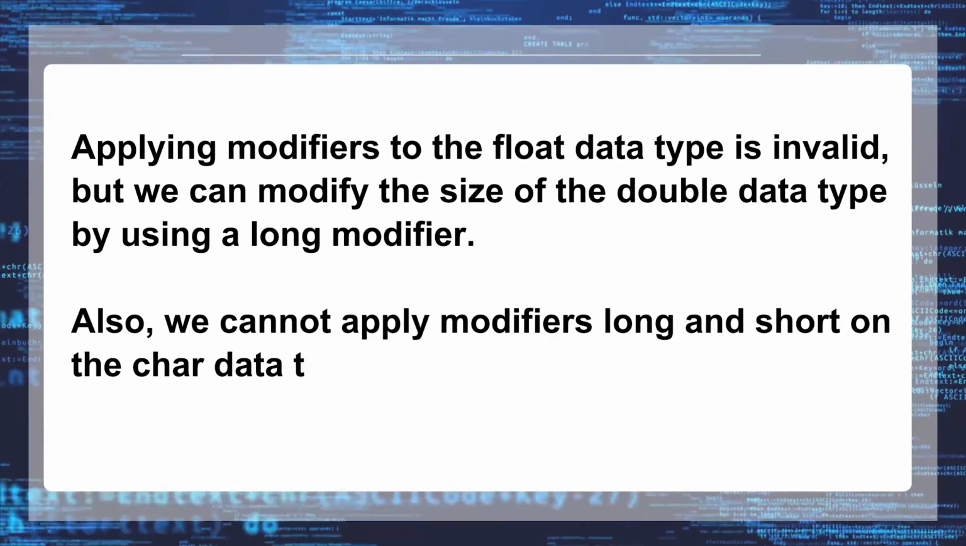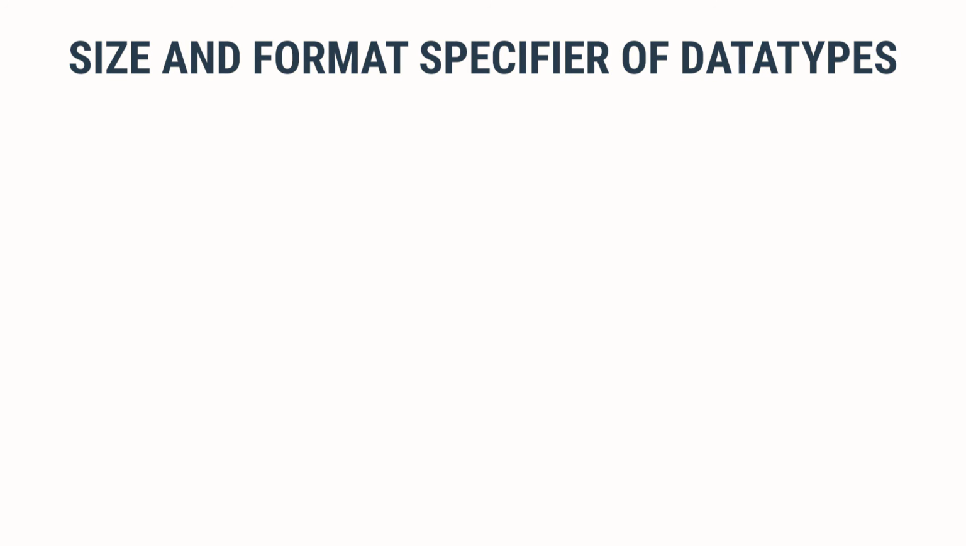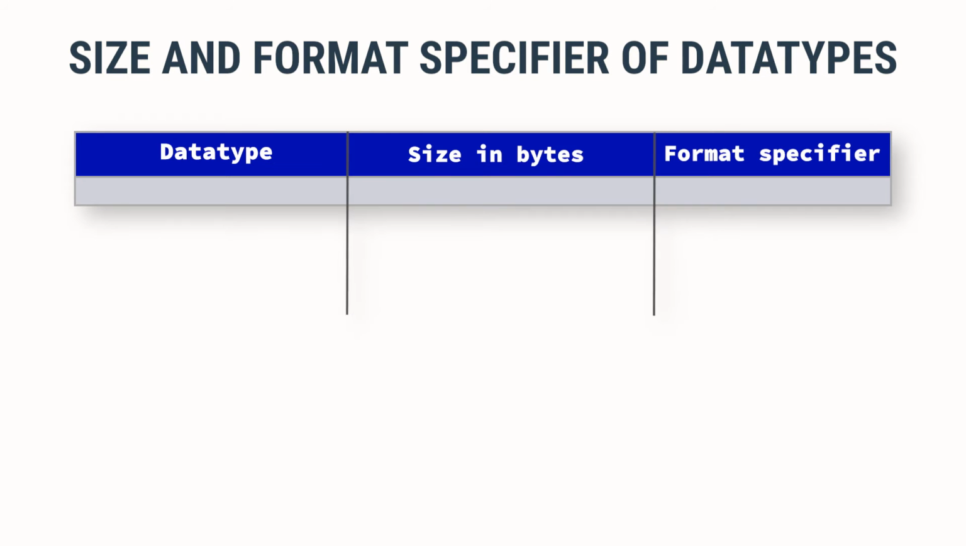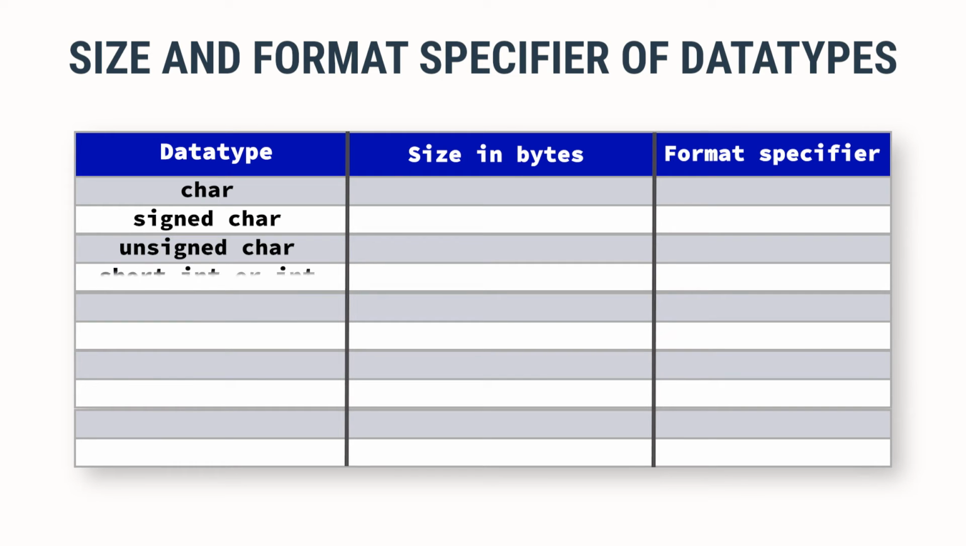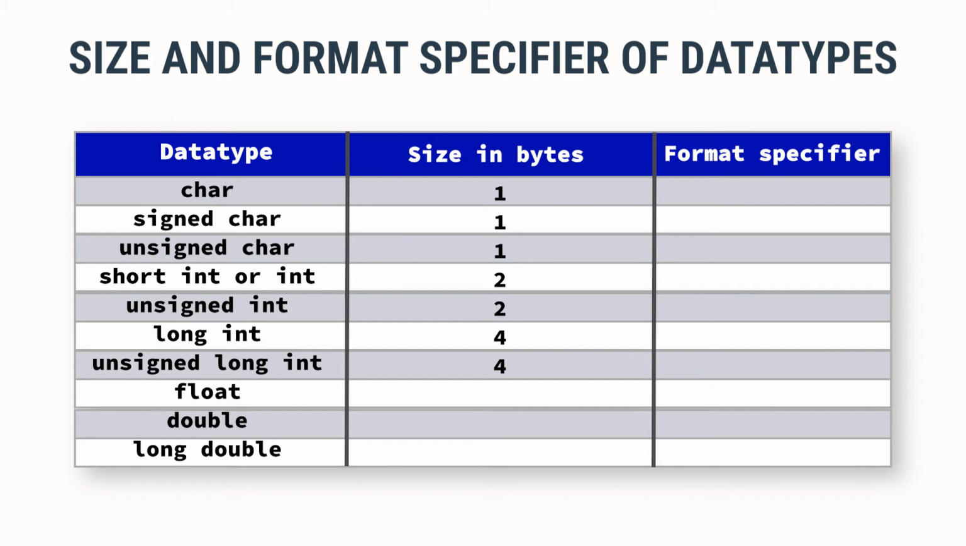Now, let's look at the table of the range of data types and their format specifiers. You might want to take a screenshot for future reference. Okay, let's get started with char. For the data type char, signed char and unsigned char, the size is 1 byte, and its format specifier is %c. Next, int, its format specifier is %d.